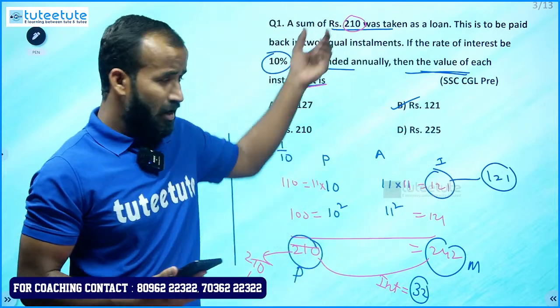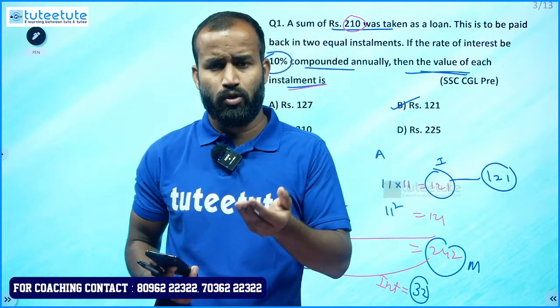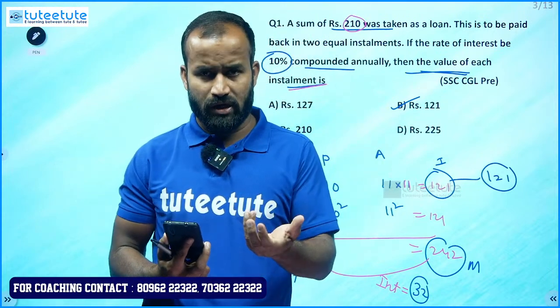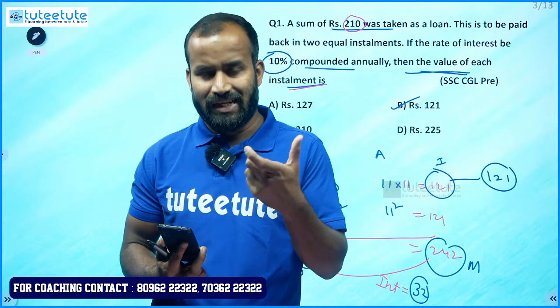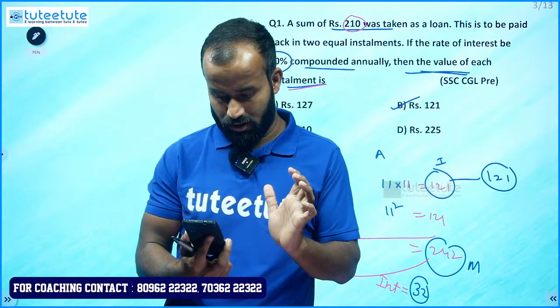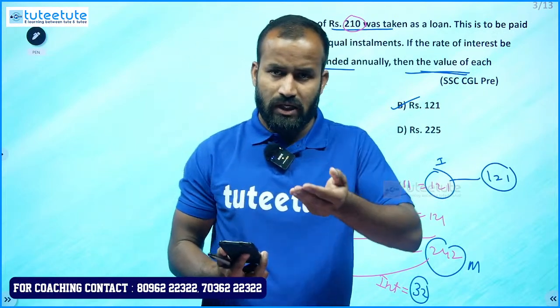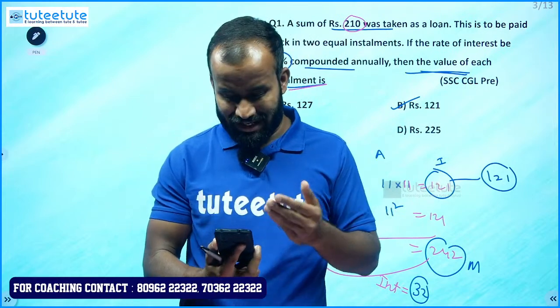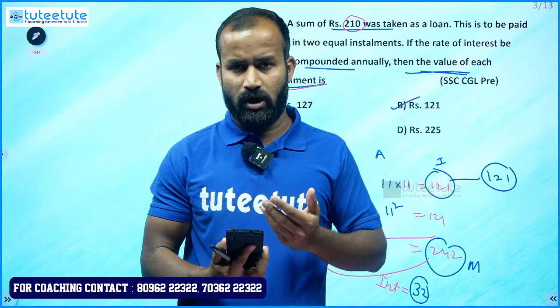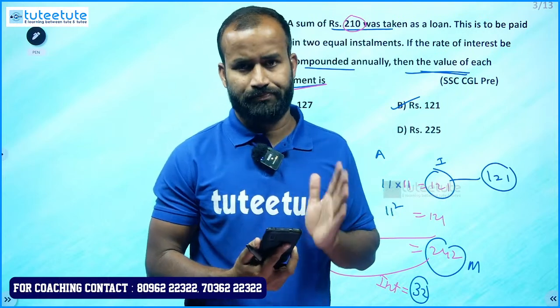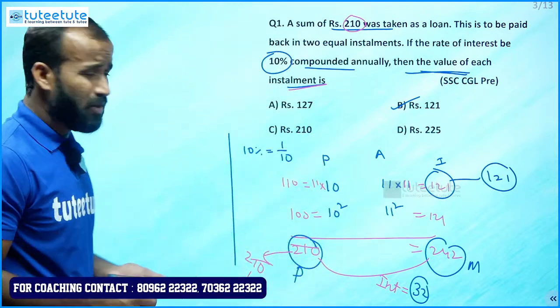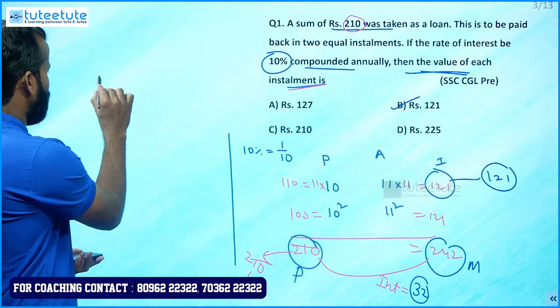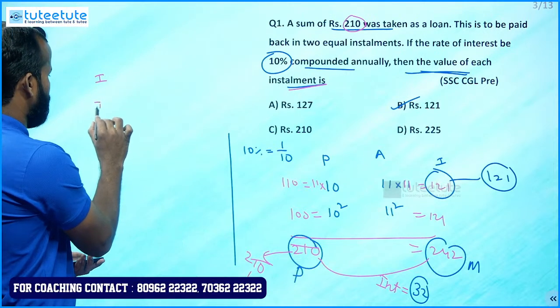Sir, I will calculate the compound interest, divide it by 2, and that will be my installment. That is the wrong concept. Whenever I give a question here, do your answer and comment it. Now the procedure. Procedure means what? Equal installments: first installment I, next installment also I.